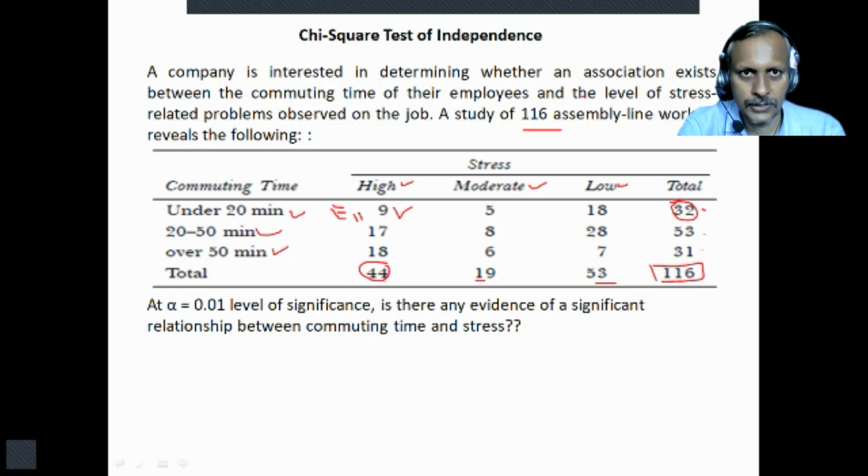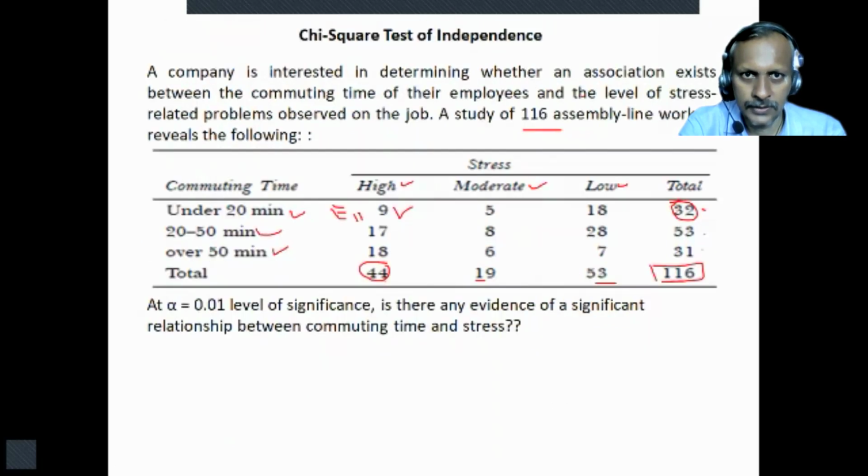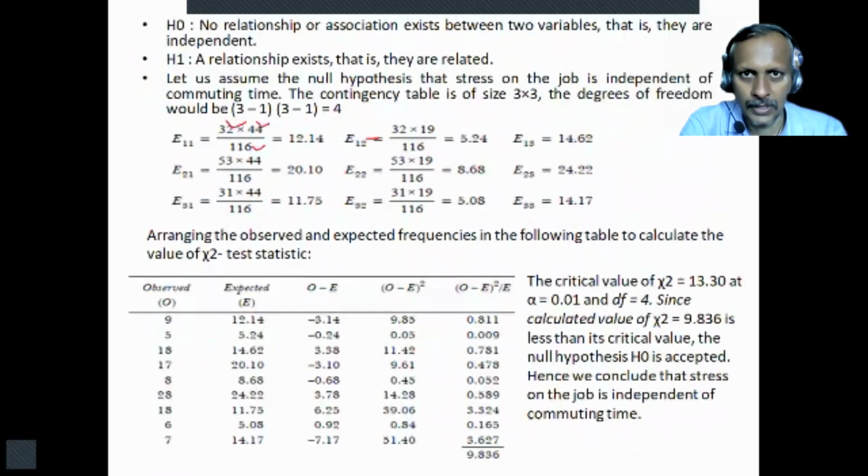Similarly, this has to be done for all the cells. It is shown here: 32 into 44 divided by 116 for E11. Similarly, for E12, the second quadrant, we need to do the same thing: row total into column total divided by grand total. The row total is 32, the column total is 19, so 32 into 19 divided by 116. Then we get the value for E12, which is 5.24. Similarly, we have to do this for all the 9 quadrants, that is all the 9 values of E.